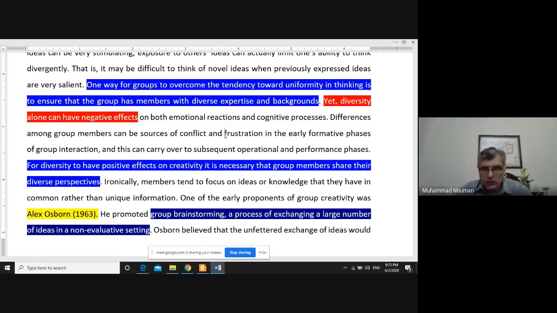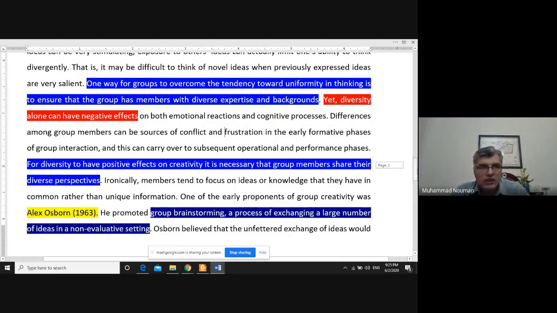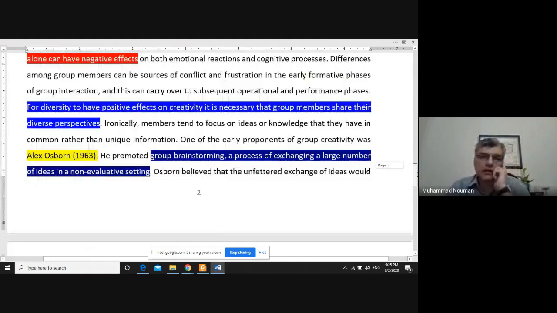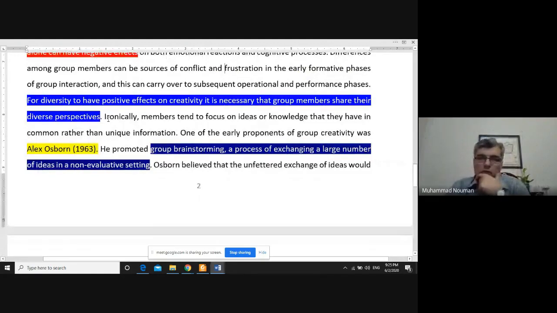However, as the handout suggests, for diversity to have positive effects on creativity, it is necessary that group members share their diverse perspectives. So, for example, while we recognize that diversity has the potential for generating conflict or disagreement amongst team members, evidence suggests that teams whereby members are encouraged to share their views in an open, transparent manner will have greater potential for creative output.